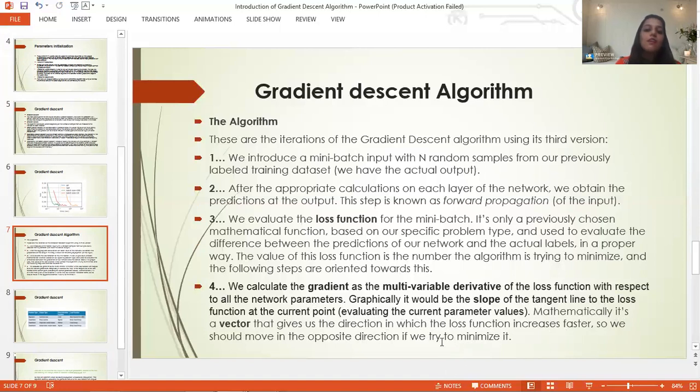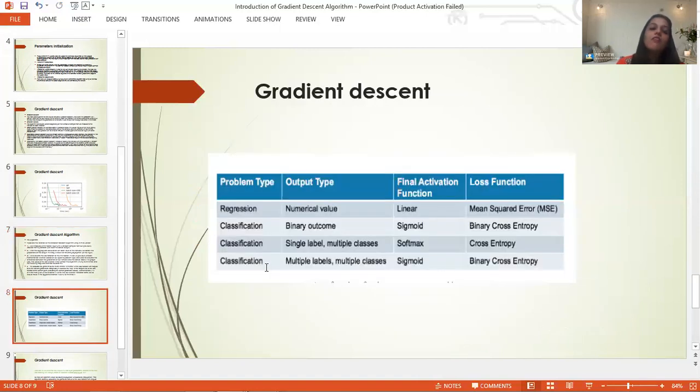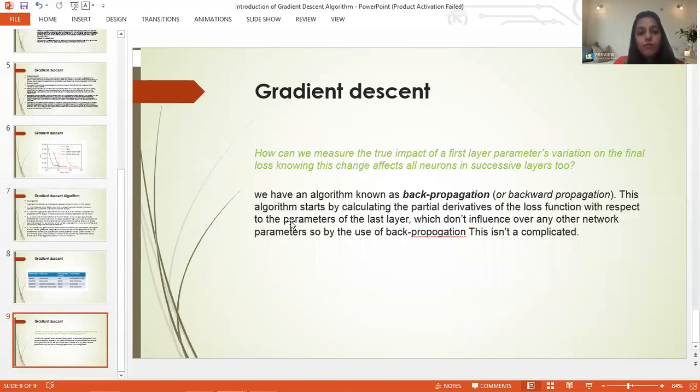So this is the concept of gradient, and we calculate the gradient. For different problems we use different loss functions and different activation functions, and the outputs are also different according to the problem. So how can we measure the true impact of a first layer parameter variation on the final loss, knowing the changes affect all neurons in successive layers too?